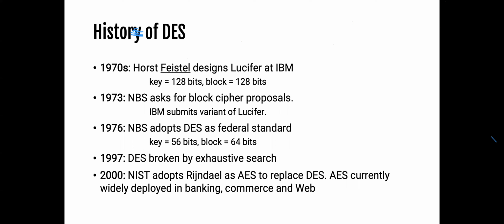And then IBM submitted a variant of Lucifer. Later on, it was selected, and they changed it a little bit, and then they changed the name. They called it DES, and they used it as a federal standard. And if I remember correctly, DES stands for data encryption standard. I forgot the exact name, but if you can Google it right now, please post your answer in chat, and I will tell everyone what DES stands for.